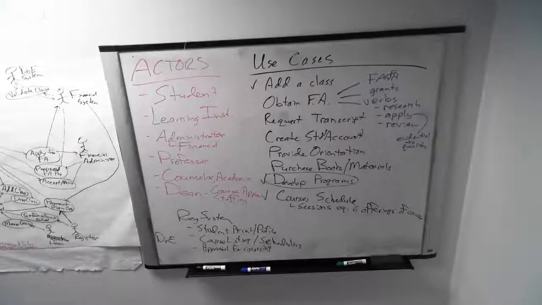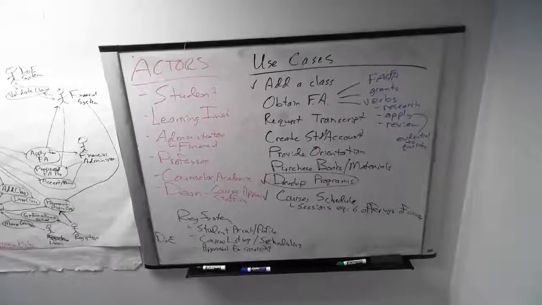Go ahead. Well, the last thing I see is just providing the orientation and purchase of the books and materials. And the books and materials are still going to come through that financial aid portion of it. But then you also have the professor, which we didn't add. Oh, that's right. Where'd the professor go? We could have classes with all the professors.